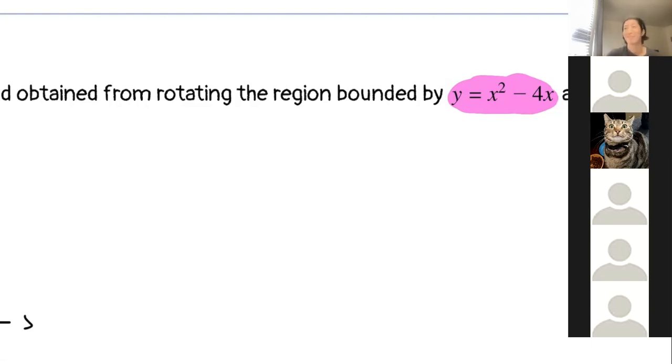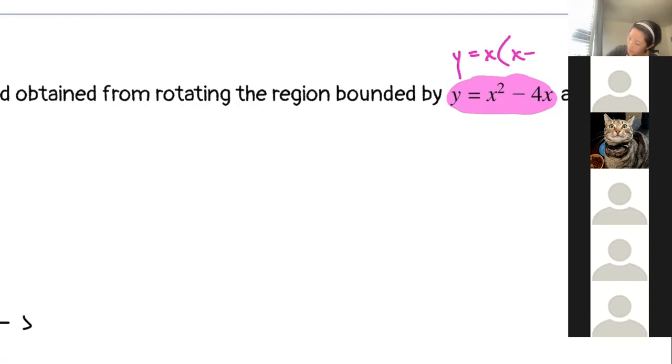Nope. Good guess, but no. Yes, we do factor. All right. What happens when we factor? What does factoring help us find? Yes, I agree. x parentheses x minus 4, but what is the purpose of factoring?